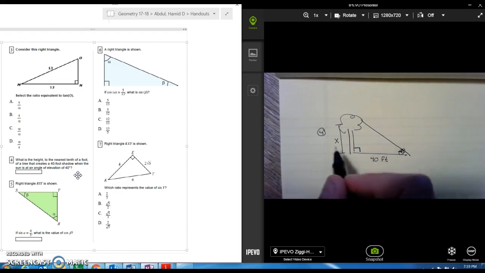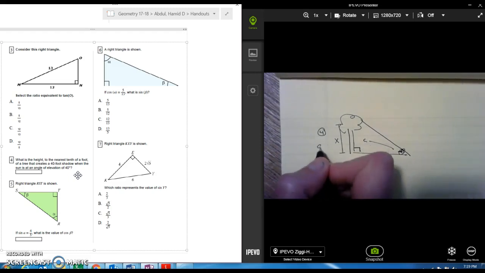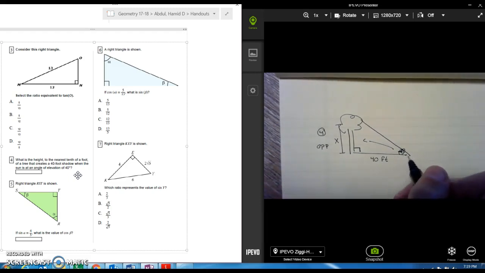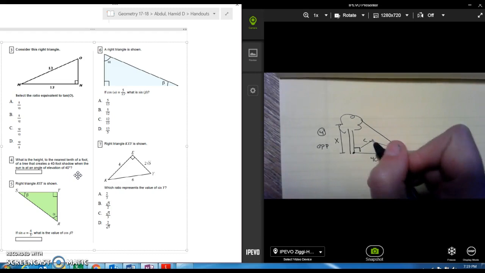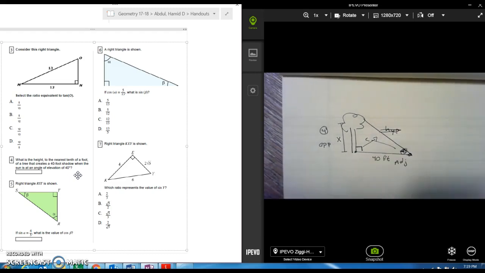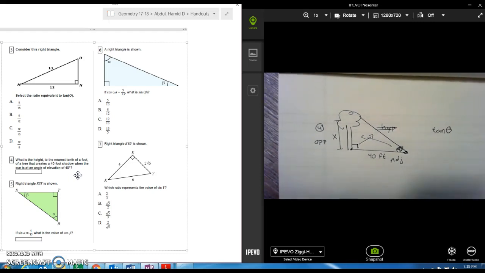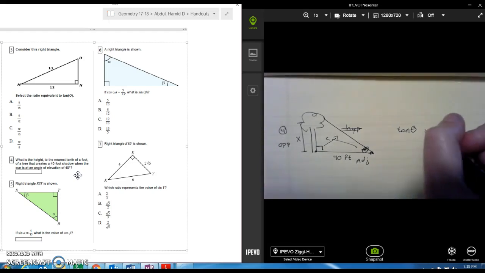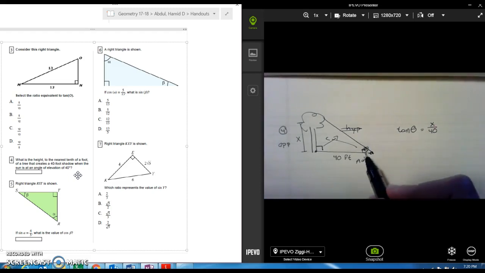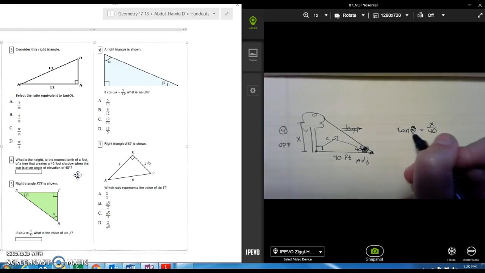So we need the height, which is opposite that angle, and we've got the side between it and the right angle, which is going to be the adjacent. And we're missing this hypotenuse, right? So you don't need to use that. So it's going to be a tangent problem. So we've got tangent theta is equal to x over 40. Oh, I messed something up. We didn't put the angle of elevation in here, right? Theta is going to be tangent of 40.